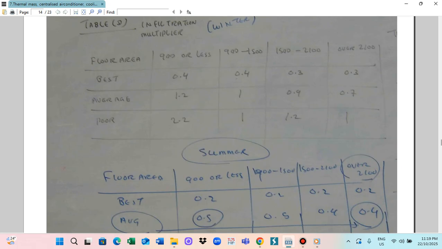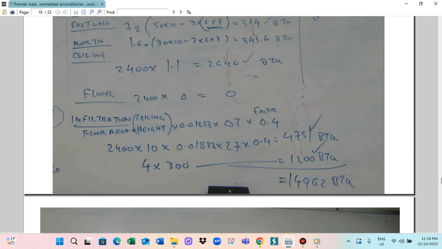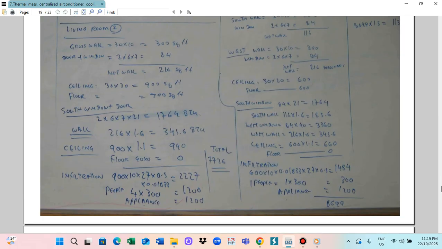Ceiling height is 10. Multiply by the temperature difference, which is 27. Multiply by 0.5, the factor, and 0.01833. So this is the formula you use: area multiplied by ceiling height, multiplied by 0.01833, multiplied by temperature difference, multiplied by the factor. Area is 900, ceiling height is 10, temperature difference 27, factor 0.5, and 0.01833. By solving this, you get 2227.